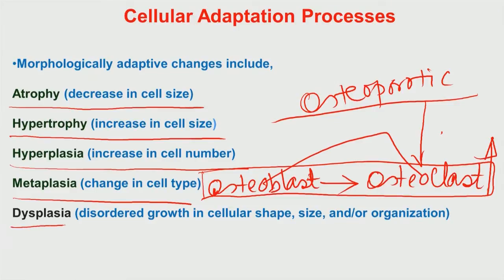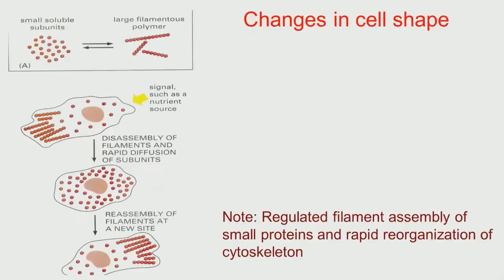The fifth one is dysplasia, that is a disordered growth in cellular shape, size or organization. So, this kind of disordered growth in cell shape or size leads to cellular adaptation, that is dysplasia. Apart from this, the cells can also adapt themselves in terms of changes in cell shape. Now, how is cell shape changed? Let me take some time to explain this with certain details.